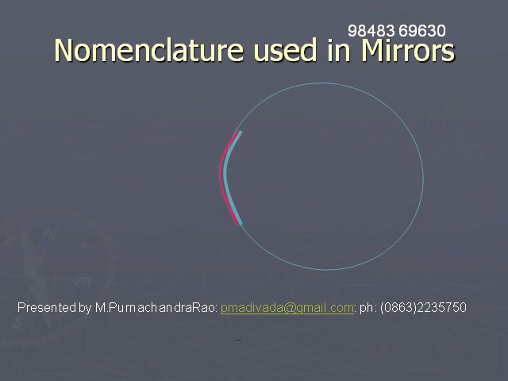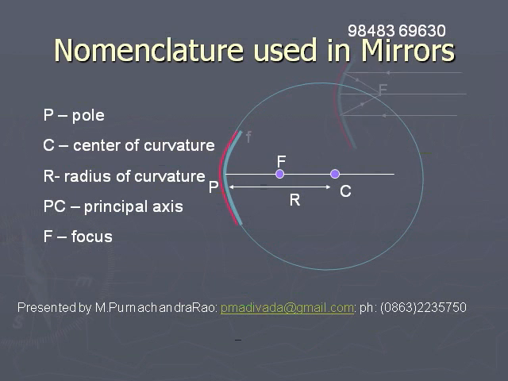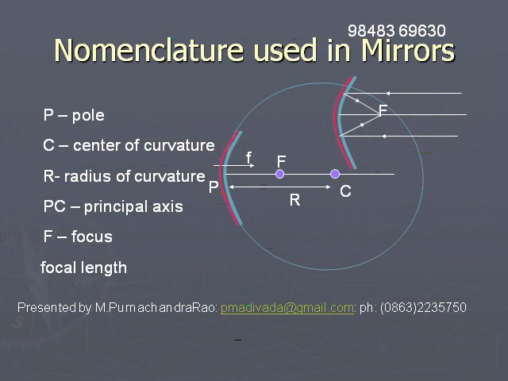To study spherical mirrors, we use some terms. We consider certain points, distances and lines. We name them appropriately, like pole of the mirror, center of curvature, focus, radius of curvature, focal length, principal axis, aperture of the mirror, etc. These are the terms that we are going to use in the study of mirrors.